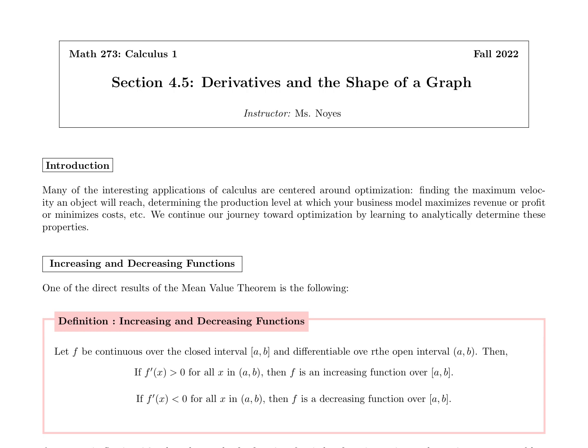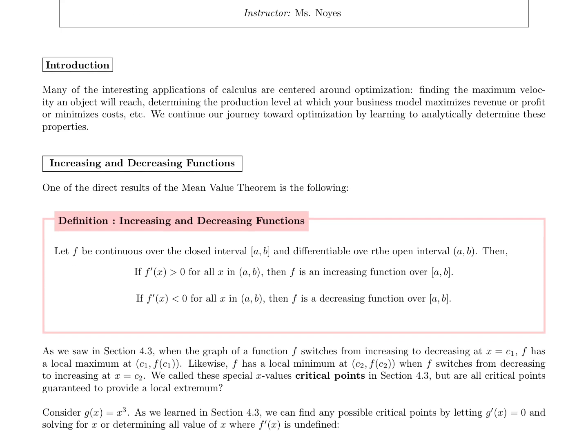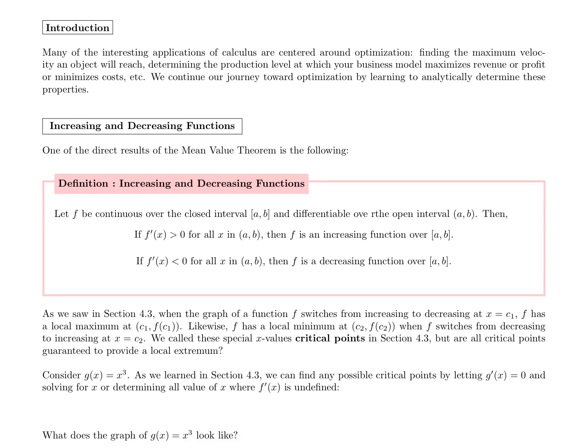We discussed the mean value theorem during our last class, and it has some direct correlations to determining where our function is increasing and decreasing. If we look at the definition here in the pink box, we see that if f is continuous over a closed interval from a to b and differentiable over the open interval from a to b, then if f prime of x, the derivative, is positive, greater than 0, for all x in that open interval from a to b, then f is increasing over a to b.